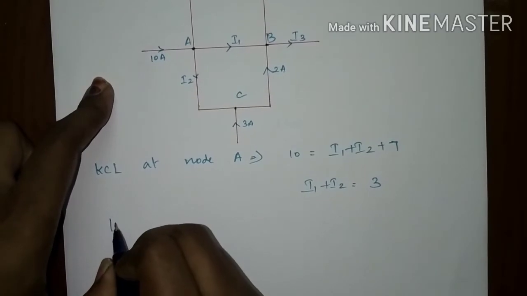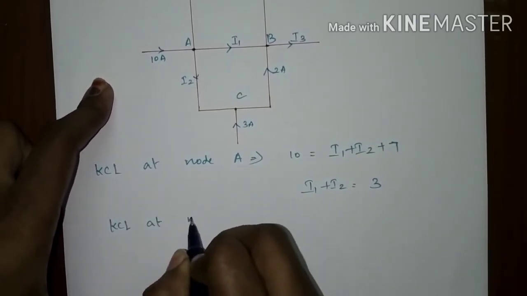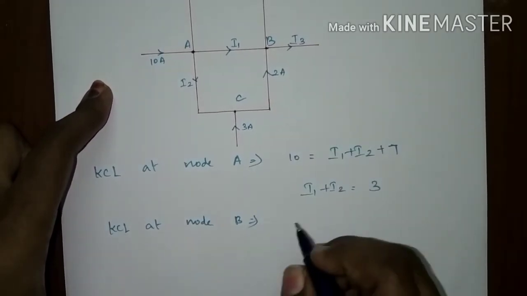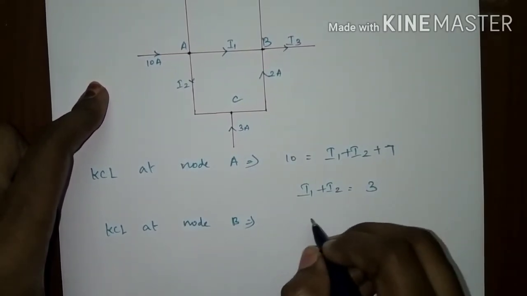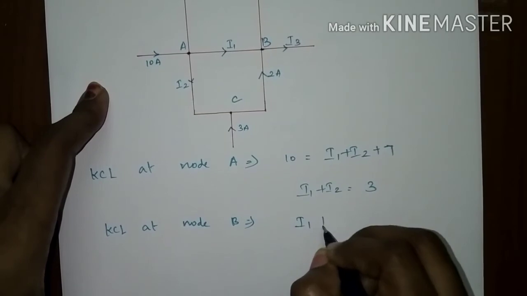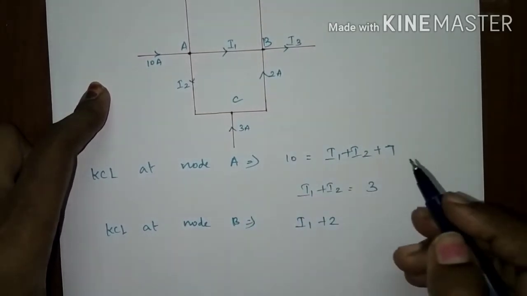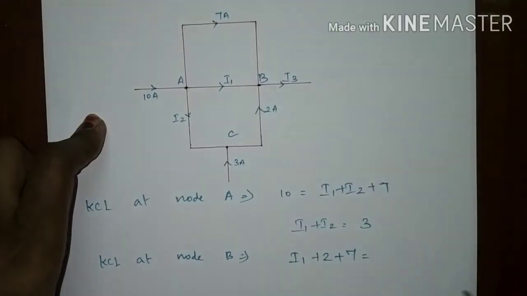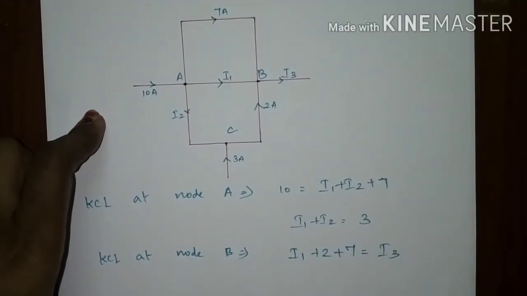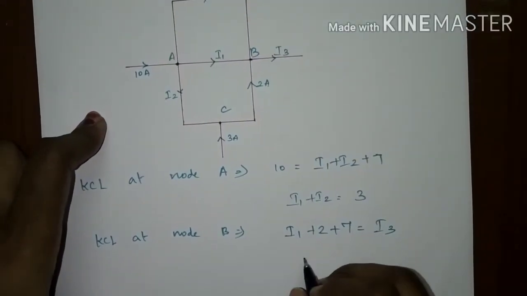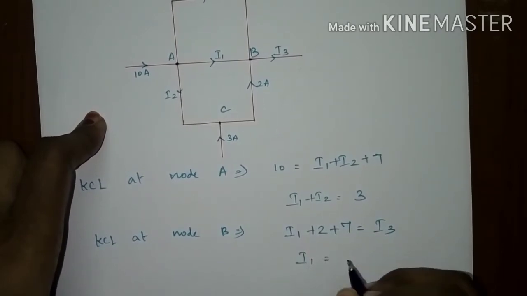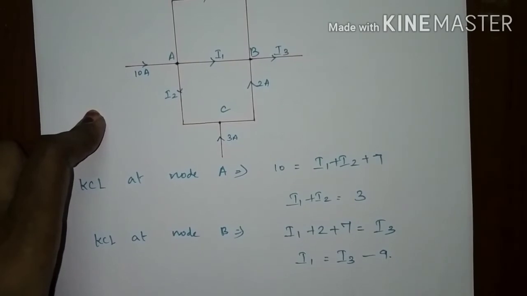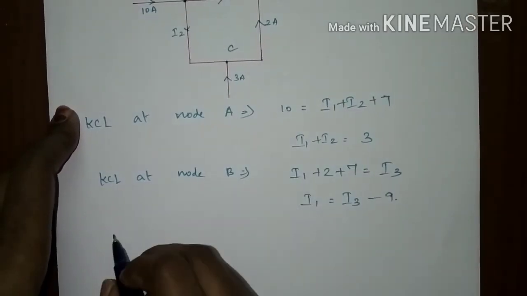And KCL at node B. At node B, sum of the incoming current would be equal to sum of the outgoing current. So incoming current is I1 plus 2 ampere, and the 7 ampere is also incoming here. And the outgoing current is I3. You will get the value as I1 is equal to I3 minus 9.